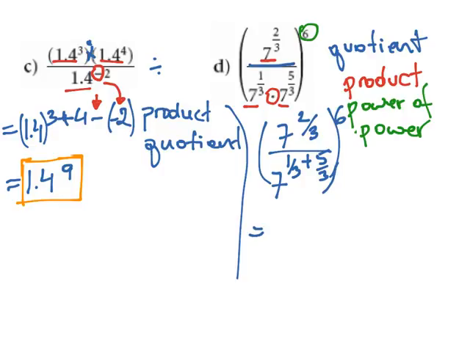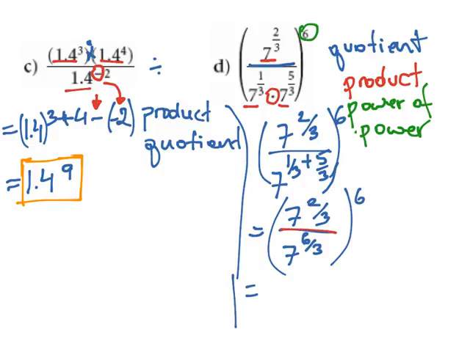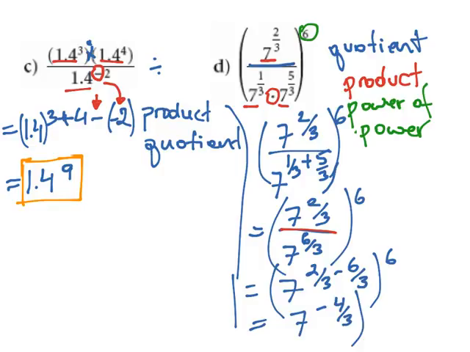So let's add the exponents together. We'll leave the numerator the same, and 1/3 plus 5/3 is 6/3. So 7 to the power of 6/3, and to the power of 6. Now we're going to use the quotient rule because of this division right here. Division tells us that as long as the base is the same, that's 7, we can subtract the exponents. So 2/3 minus 6/3 is negative 4/3. And don't forget the power 6.